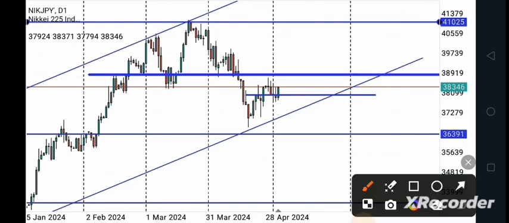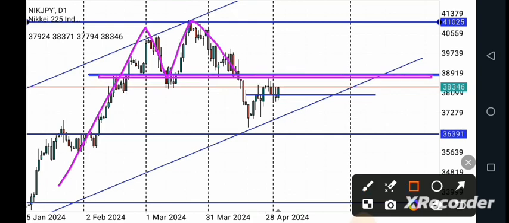But myself personally, just to remove this tool, my bias at this point in time is for the market to move further down, and that is because, remember guys, we have this bigger double top which has a neckline at that point, and the neckline also aligns with the 61.8% Fibonacci retracement level.